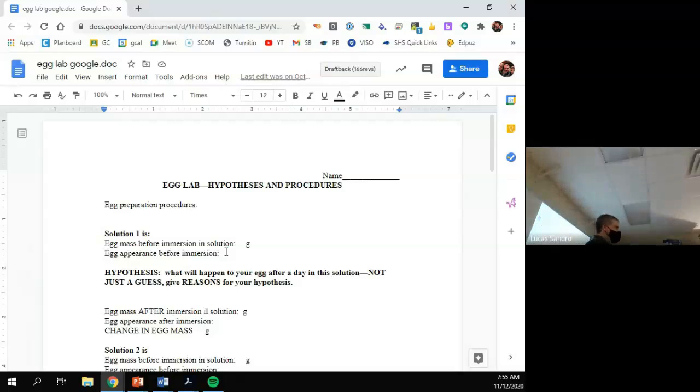Now, your procedures for today are a little more complicated than yesterday. The way we're going to determine whether osmosis really happens is we are going to weigh these eggs before and after we put them in a solution. I will tell you right now that solution 1 is corn syrup.